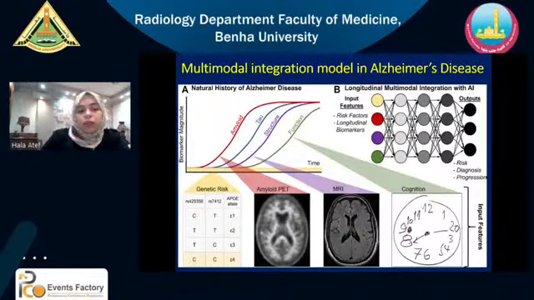The third case for multimodal integration is Alzheimer's disease, where the genetic information besides the PET information, MRI information, and cognition information all get into the input layer to give us the diagnosis of Alzheimer's disease and predict the progression of the case.